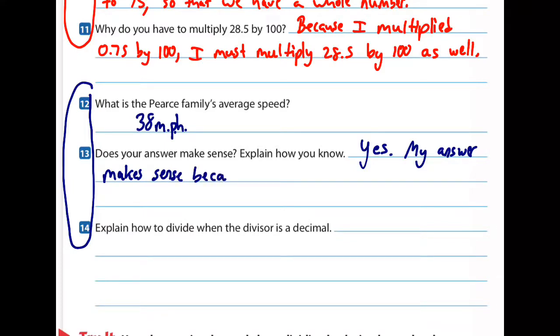Because 38 miles per hour is close to my estimate (30 miles per hour). Okay? So, if you said yes and you said it was close to the estimate in your own words, you're good to go. Don't need my exact words.